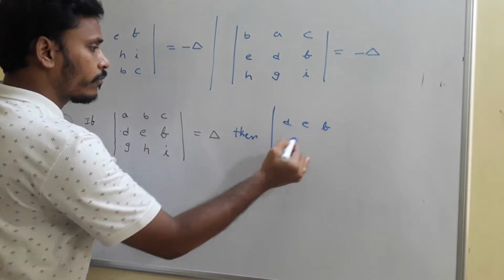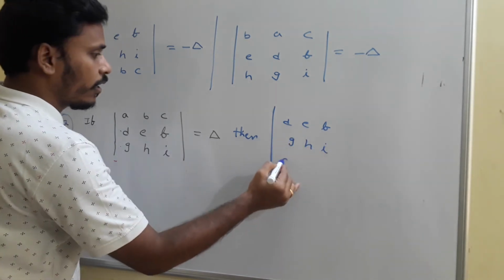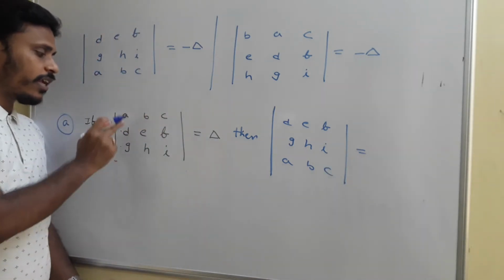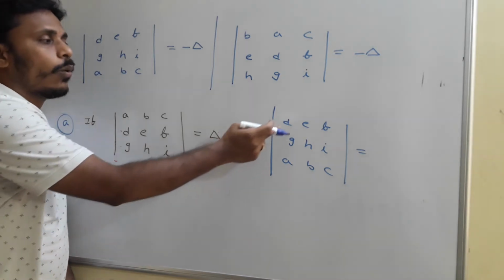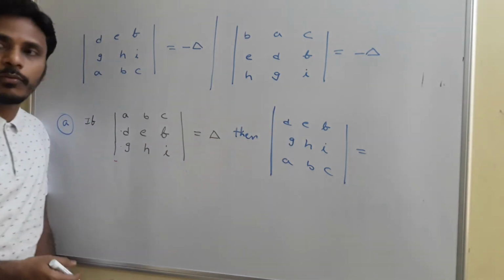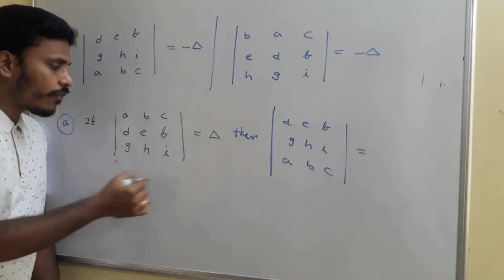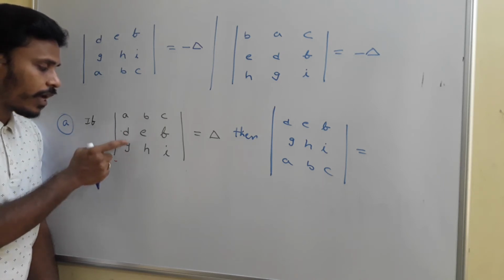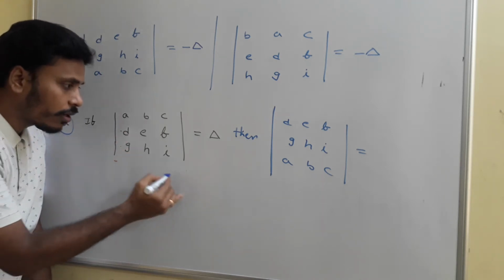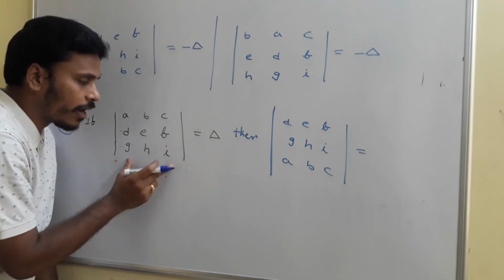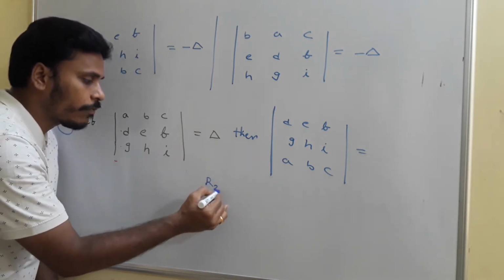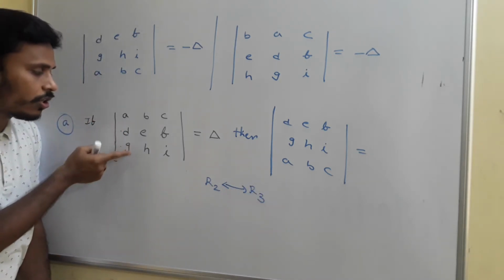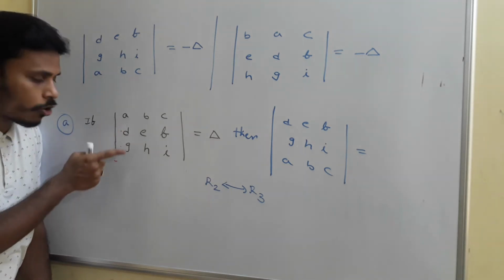D, E, F, G, H, I, A, B, C. What do you say about the determinant value of this? The determinant of A, B, C, D, E, F, G, H, I is delta, whereas here D, E, F, G, H, I, A, B, C, what do you say about it? Suppose this is the matrix, first you interchange one pair, writing G, H, I there and D, E, F here. From this matrix to that matrix, first you interchange the second row and third row. The third row will occupy the second place and the second row will occupy the third row place.